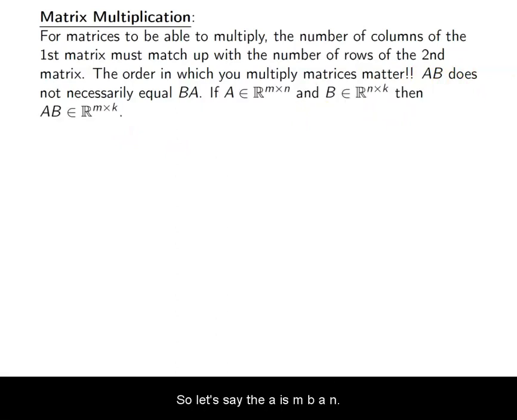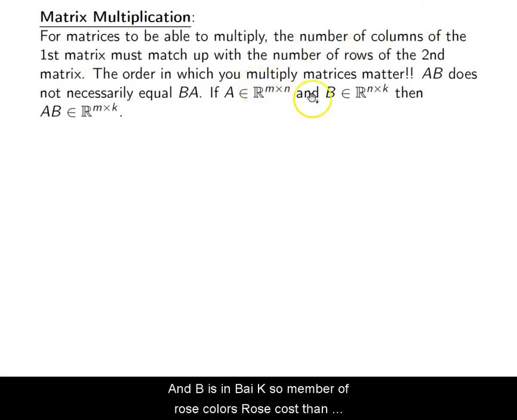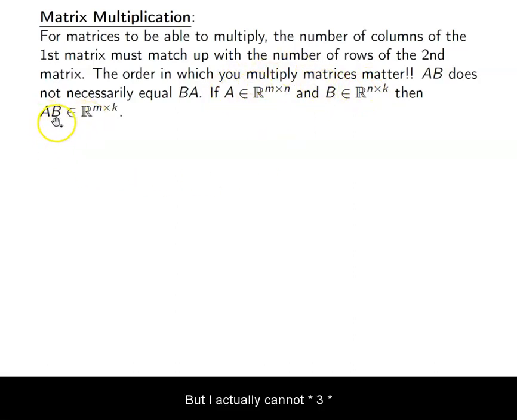So let's say that A is M by N and B is N by K. So remember, rows, columns, rows, columns. Then A times B will be M by K. So notice that the number of columns for this is N. The number of rows here is also N. That means I can multiply A times B. But I actually cannot multiply B times A.